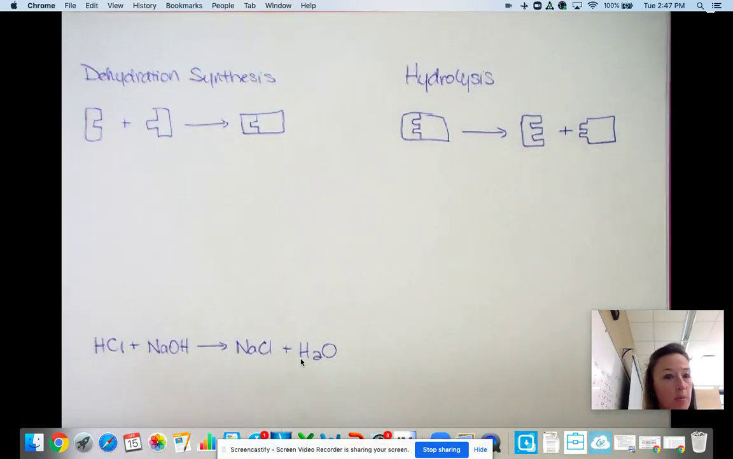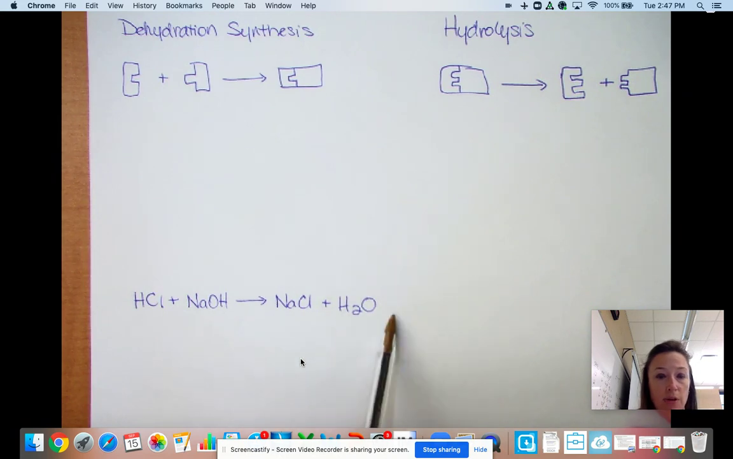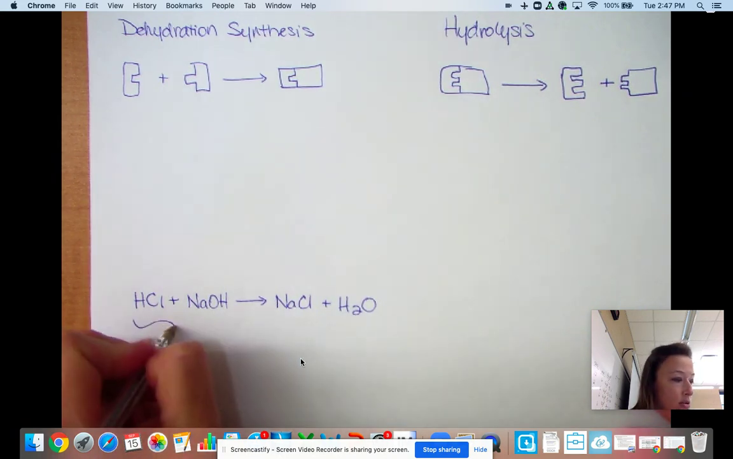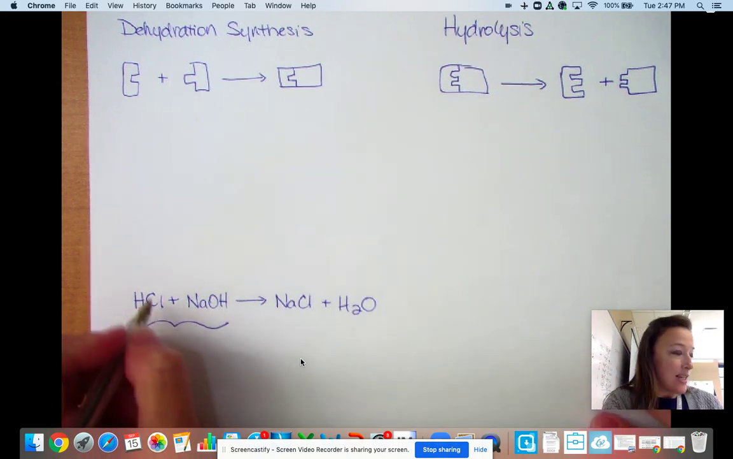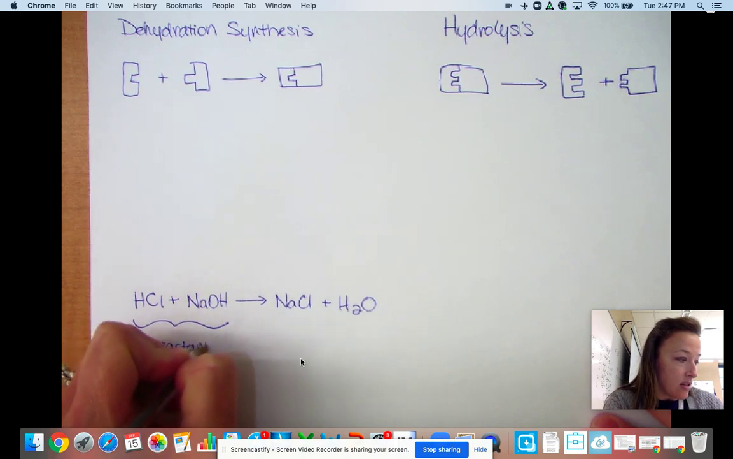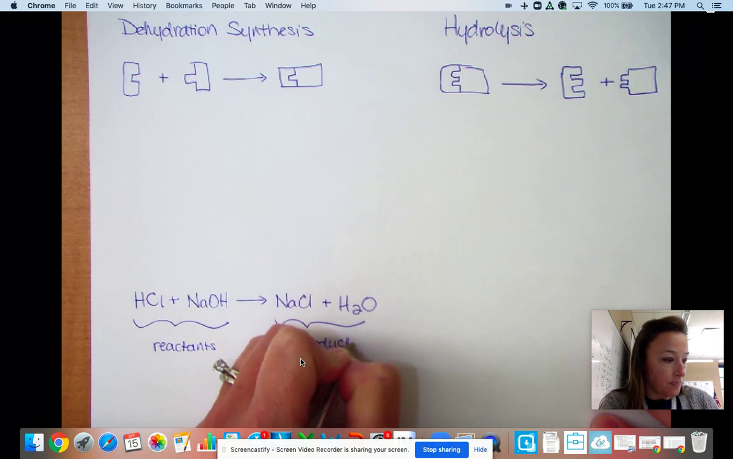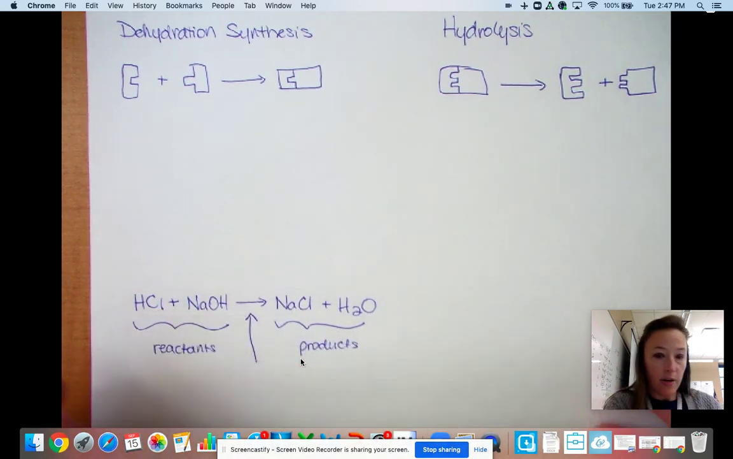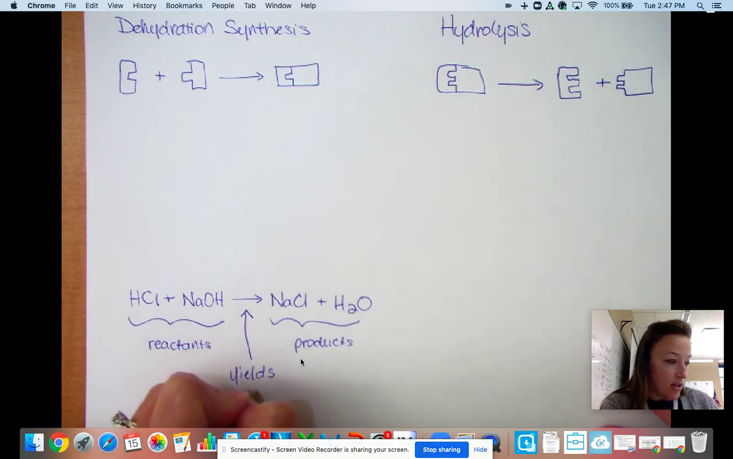So I just came up with a very basic chemical reaction down here. Hydrochloric acid plus sodium hydroxide gives you table salt and water. And all you have to do for biology, because we're not chemistry, is identify that these are the reactants and these are the products. And this arrow stands for yields, or the actual reaction itself.